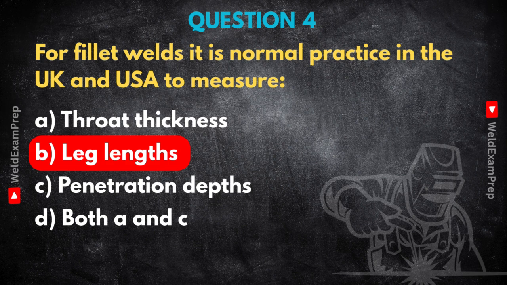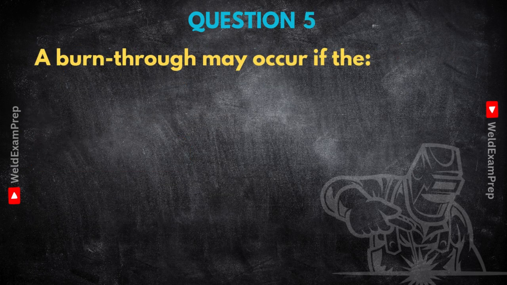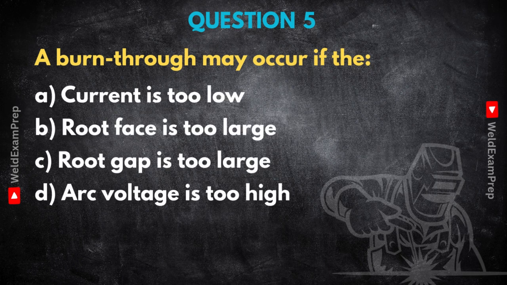All right, we're on to our final question now. This takes us back to a defect we mentioned earlier, often linked to that root gap issue. A burn-through may occur if the absence of... A, current is too low, B, root face is too large, C, root gap is too large, D, arc voltage is too high. Burn-through. Yes, the welder's nemesis sometimes. Definitely sounds frustrating. So think about what causes that excessive heat, or maybe more importantly, that lack of material support underneath. What makes the molten pool just drop?